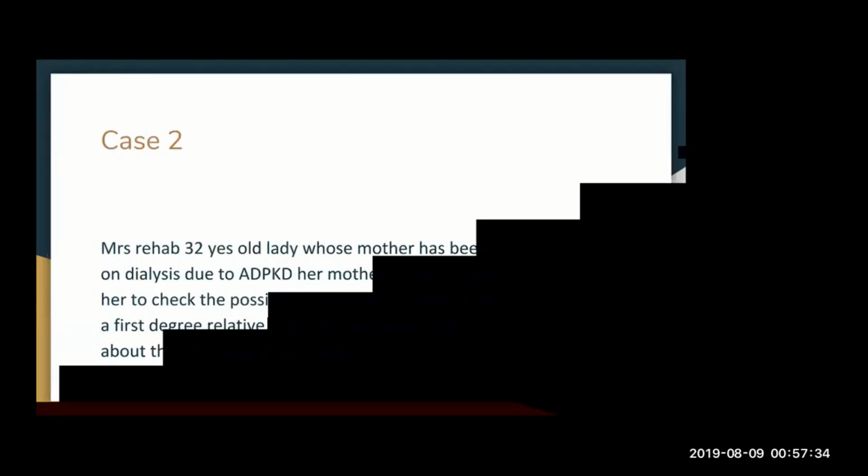Mrs. Rehab, a 32-year-old lady, whose mother has been on dialysis due to autosomal dominant polycystic kidney disease. Her mother's doctor asked her to check the possibility of having the disease as a first degree relative. Your task is to counsel her about the disease and manage her concerns.